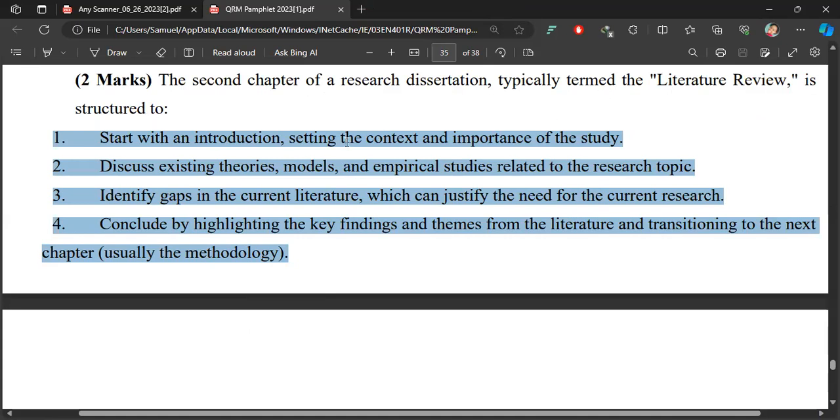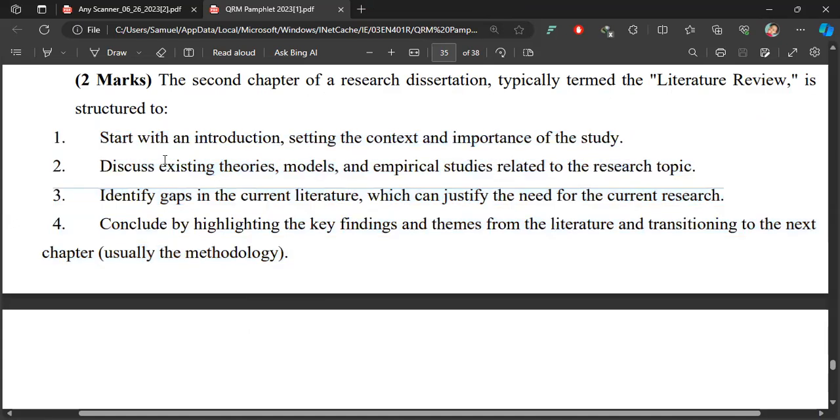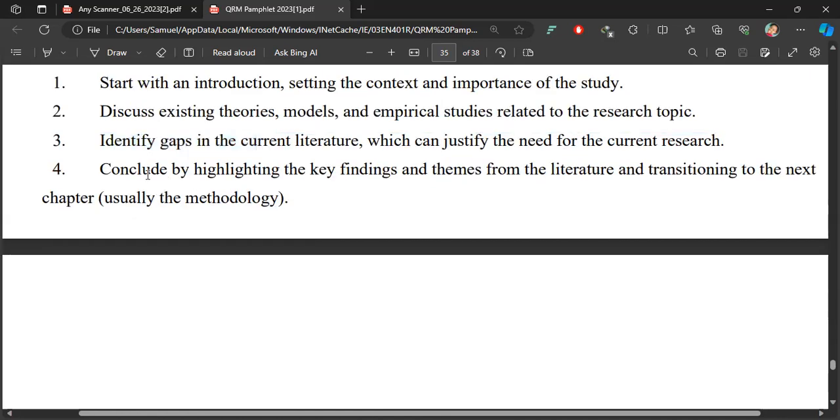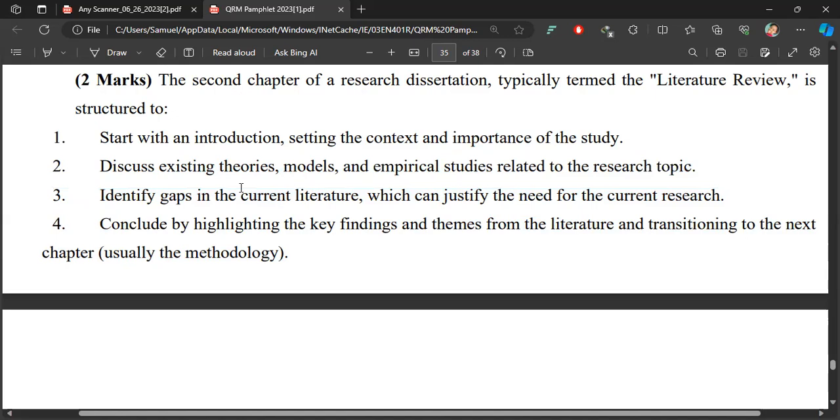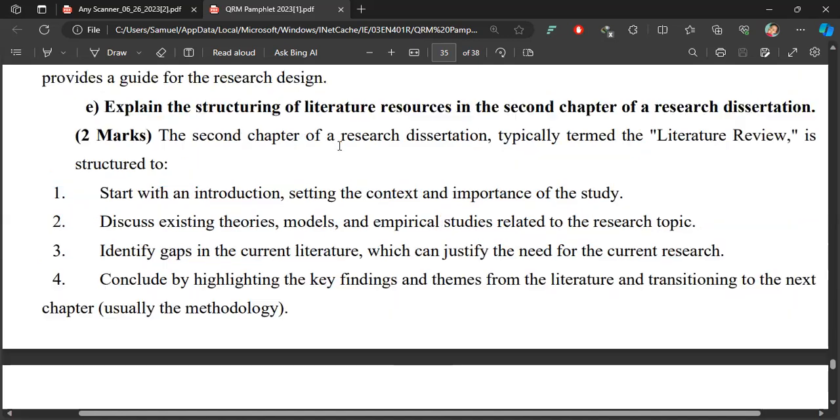So start with the introduction, setting the context and the importance of the study. Then discuss the existing theories, models, and empirical literature related to the topic. For UNILAS, you begin with empirical literature review. So you don't begin with the theories, you let the theories come in later. Then identify the gaps in the current literature, which can justify the need for the current research. Obviously, we've talked about this. Then conclude by highlighting the key findings and themes in the literature review and transitioning into the next chapter, which is now the methodology. So these are the steps that you need to follow in conducting a literature review.